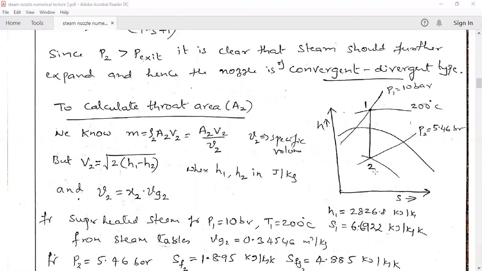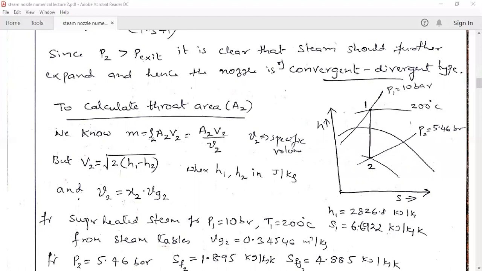To find the area at the throat region, we use the formula mass flow rate. So m is equal to rho 2 A2 V2. What is rho 2? Rho 2 is the density of the steam at the throat, A2 is the area at the throat, and V2 is the velocity at the throat. But what is the unit of density? It is kg per meter cube. If you take the reciprocal of it, you get meter cube per kg, that is nothing but the specific volume. So throughout this steam nozzle chapter, we use density in terms of 1 by specific volume, that is small v2.